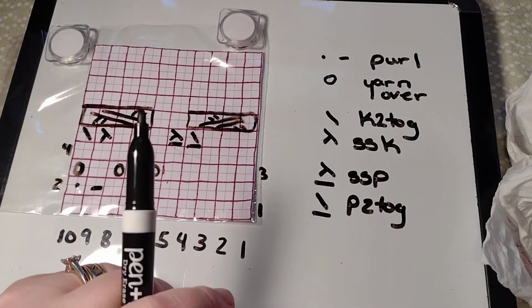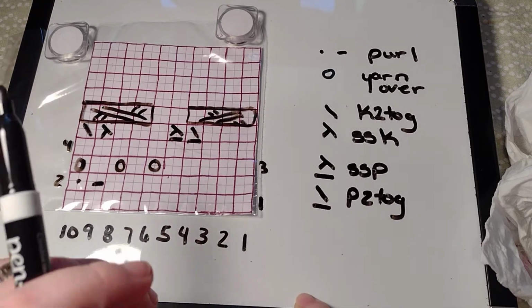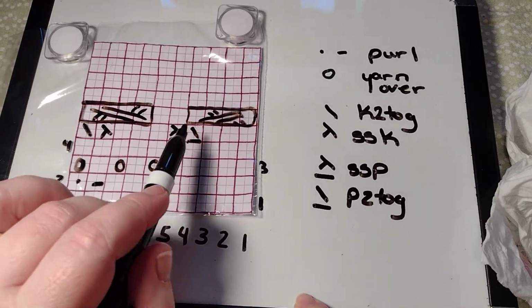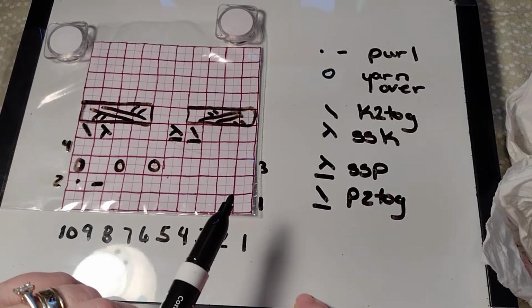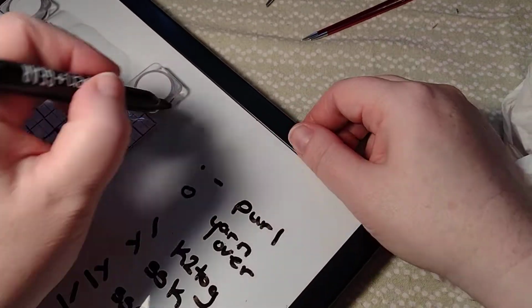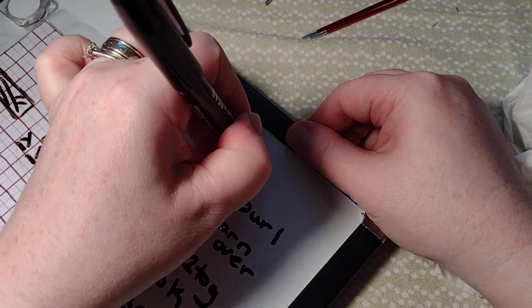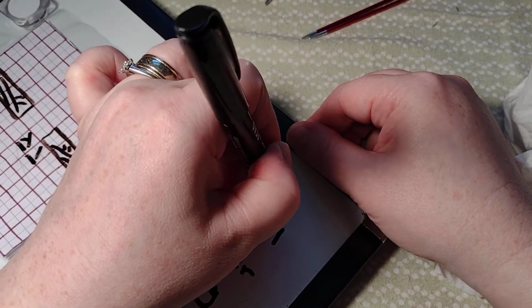And usually if you have a chart and a pattern, there will be a key and it'll tell you what each symbol is. But let me put on here, a blank is usually a knit.